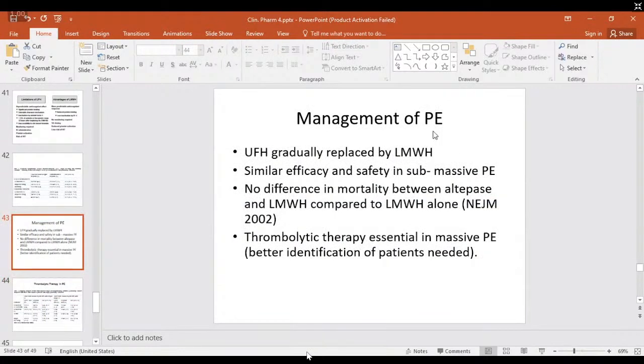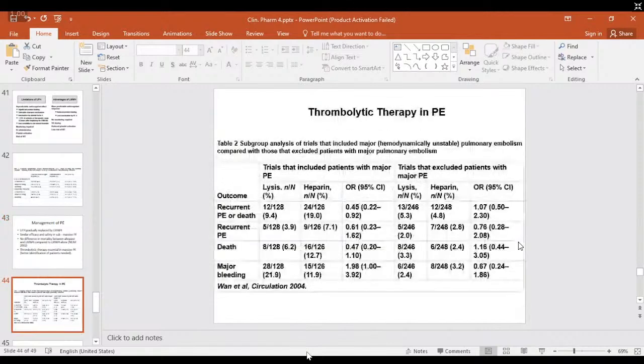Okay, another therapy, especially in pulmonary embolism, is the thrombolytic therapy, but thrombolytic therapy is used in only massive forms of pulmonary embolism. So massive pulmonary embolism means that your patient is hemodynamically unstable, so low blood pressure, low oxygen saturation. If your patient had a syncope because of the pulmonary embolism, because of the low saturation, this is also an indication to use thrombolytic therapy in pulmonary embolism.